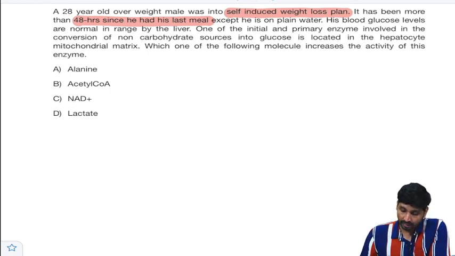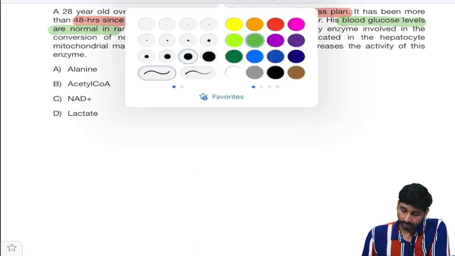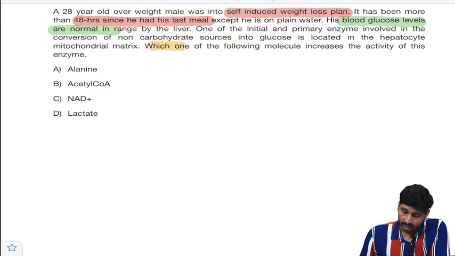His blood glucose levels are normal. What is another key thing here? Blood glucose levels are normal, maintained by the liver. One of the initial and primary enzymes involved in conversion of non-carbohydrate sources into glucose is located in the hepatocyte mitochondrial matrix. So the question being asked here is, which one of the following molecules increases the activity of this enzyme?